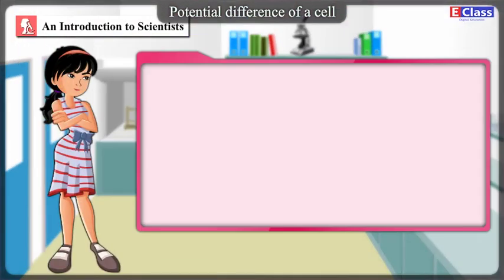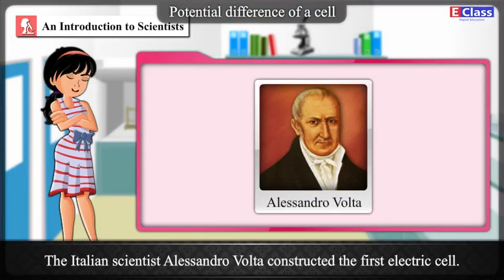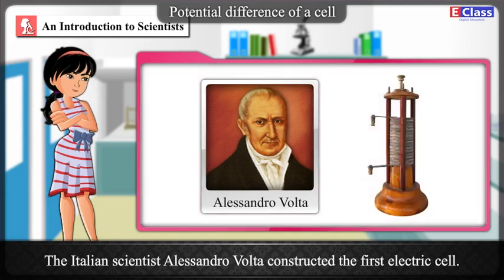An introduction to scientists. The Italian scientist Alessandro Volta constructed the first electric cell.